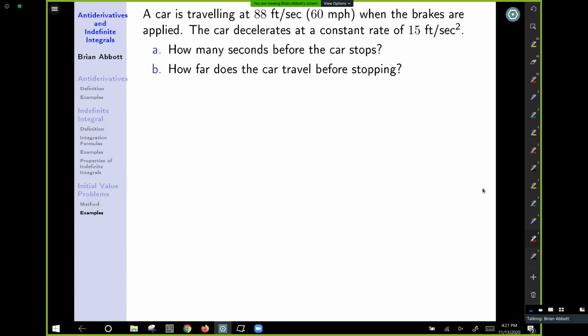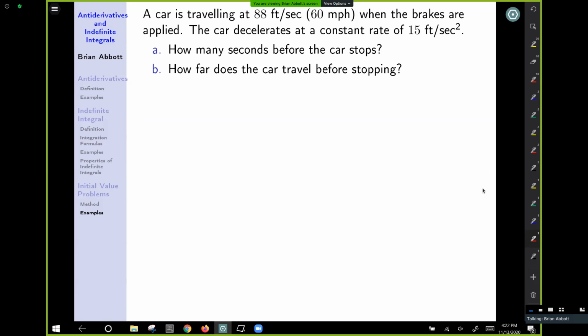A car is traveling at 88 feet per second, which is the equivalent of 60 miles an hour. When the brakes are applied, the car decelerates at a constant rate of 15 feet per second squared. How many seconds before the car stops, and how far does the car go before it stops?